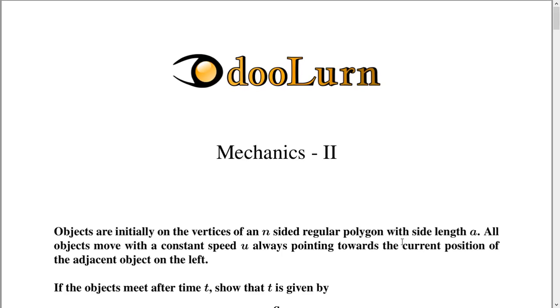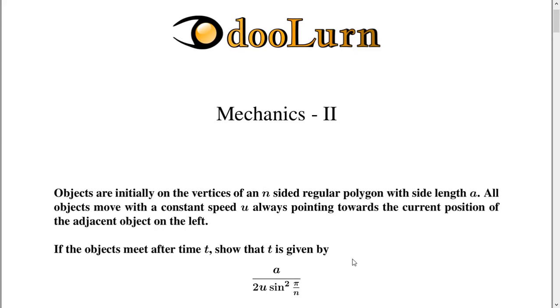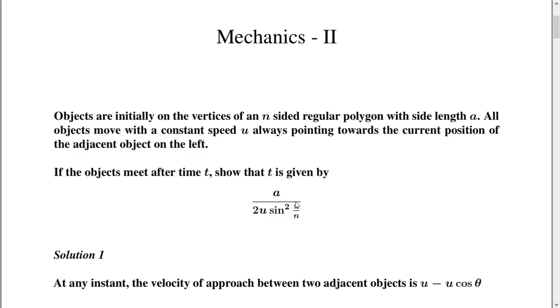Objects are initially on the vertices of an n-sided regular polygon with side length a. All objects move with a constant speed u, always pointing towards the current position of the adjacent object on the left. If the objects meet after t seconds, show that t is given by a divided by 2u sine square pi by n.